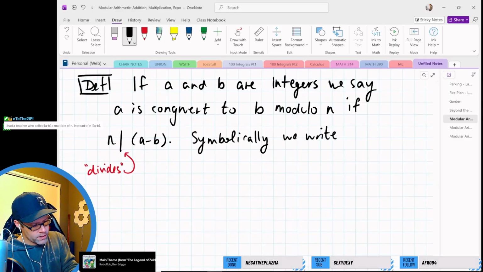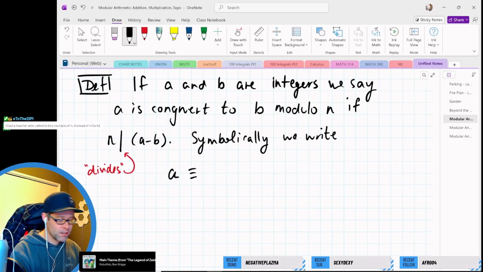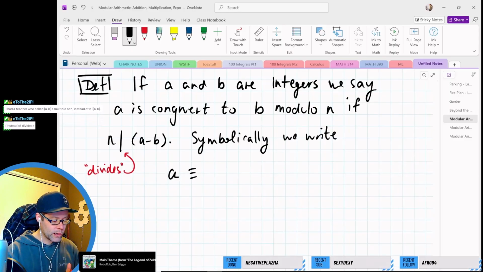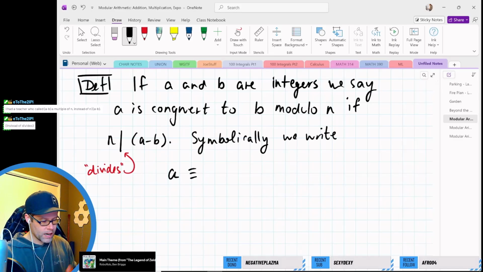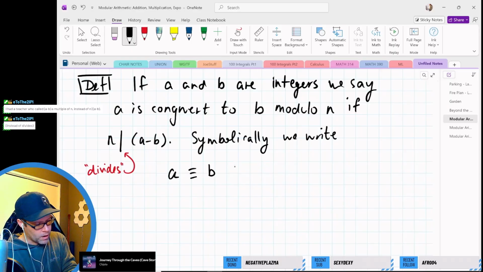And using some mathematical notation, for the purpose of our course, we'll use a triple equal sign here, which will be our congruence. So a is congruent to b mod n. This is typically how we would write that and read this.